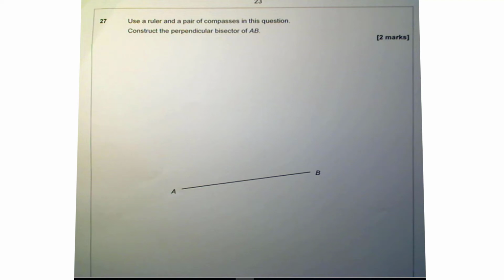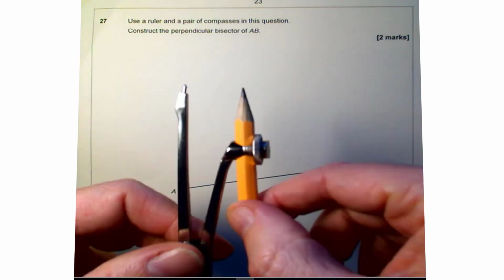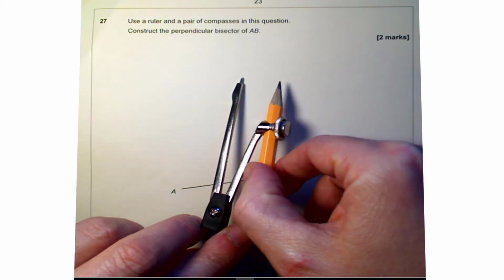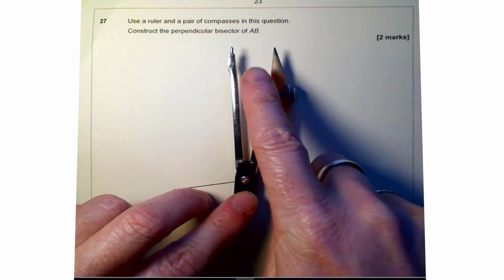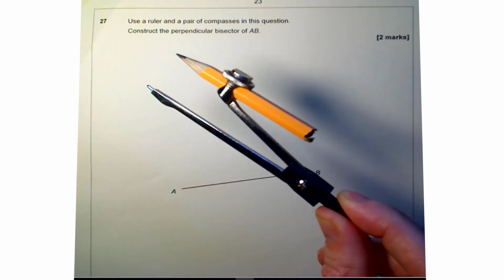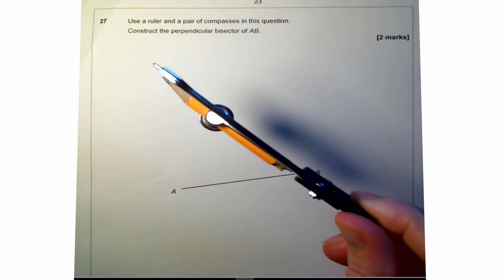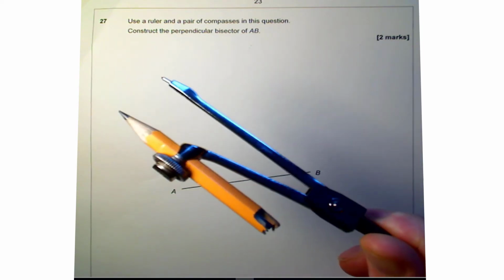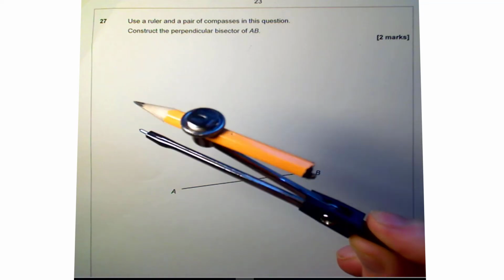Use a ruler and a pair of compasses in this question. Construct the perpendicular bisector of AB. Okay, so first things first. With your compasses, make sure you've got a small pencil. It needs to be small enough so that it doesn't bump into your fingers when you turn it around. Otherwise, you're not going to be able to draw nice smooth curves.